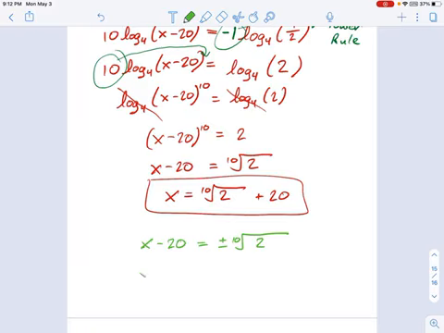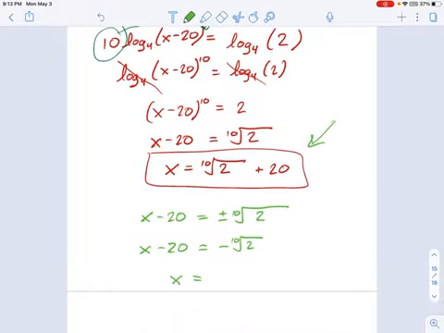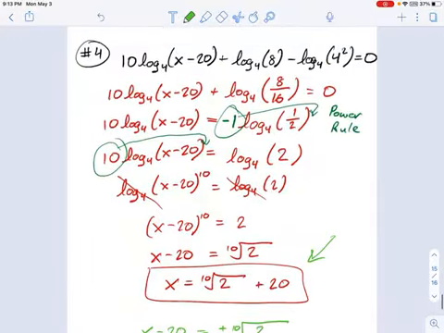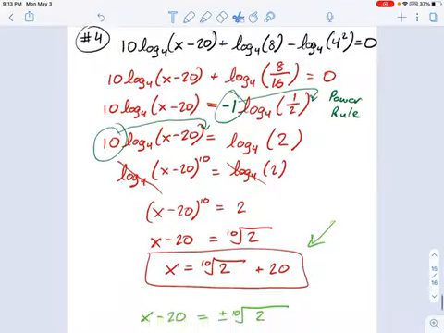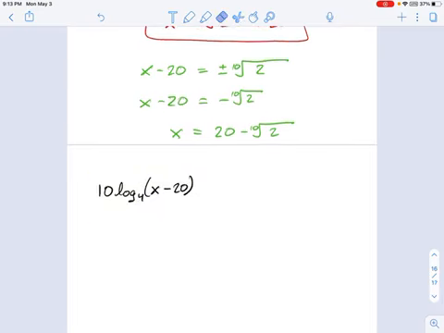We already got the positive solution up here. If you're going to say x minus 20 equals negative 10th root of 2, let's imagine this is an alternate solution. Then what do we get here? We get x equals 20 minus the 10th root of 2. Look what happens if we plug that into this equation. Right here, I'm going to copy this and bring it down here. This is one of the arguments from the original equation. Plug the solution into it. Let's see what we get.